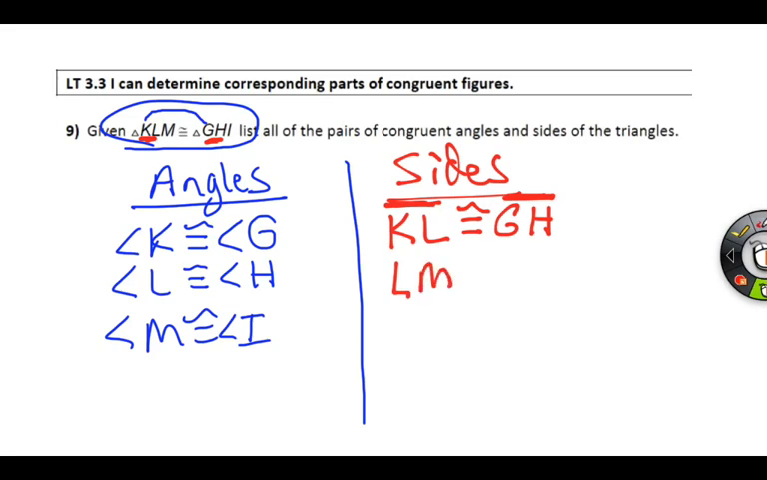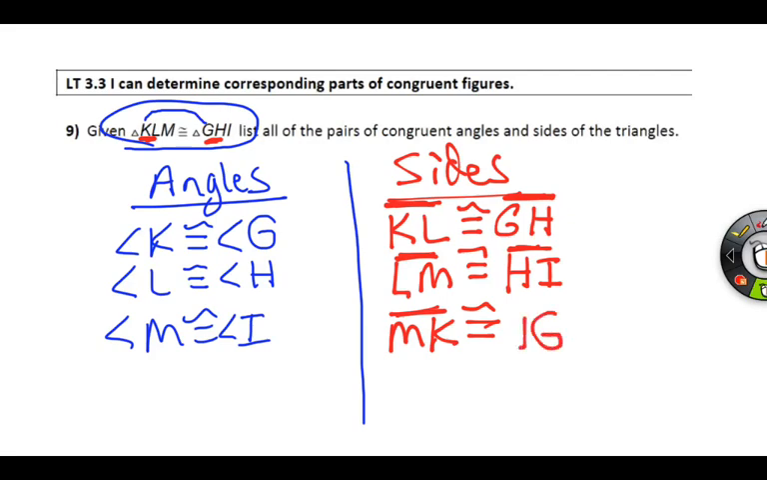And then LM is congruent, and LM, see, are the second and third letters, and the other one is the second and third letter. So HI, and then the MK. Segment MK is congruent, and you can see that's the third letter then going to the first letter. So then in the other triangle, that's I to G. And so those are all the ones that are congruent.